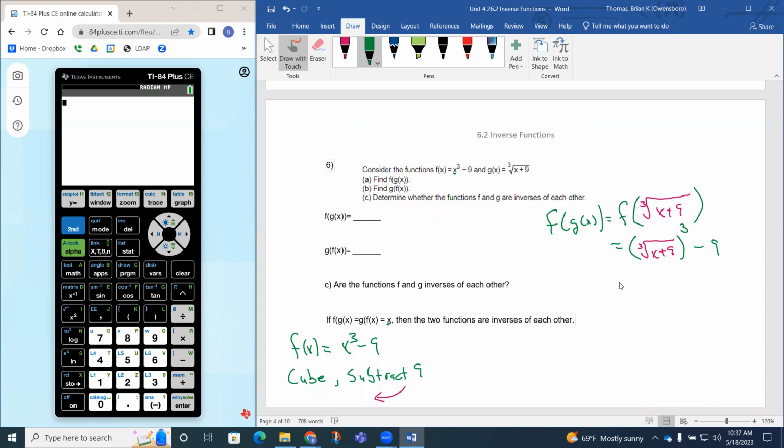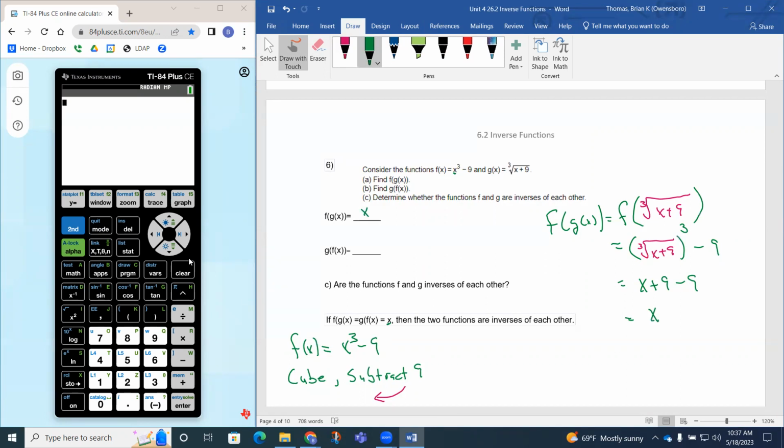Well, one thing to pick up on is the cube root and cubing are inverse operations of each other. So they're actually going to end up just canceling each other out. We have this x plus 9, and then we have subtraction of 9. And then 9 minus 9 does just give me x. That's what we were expecting.